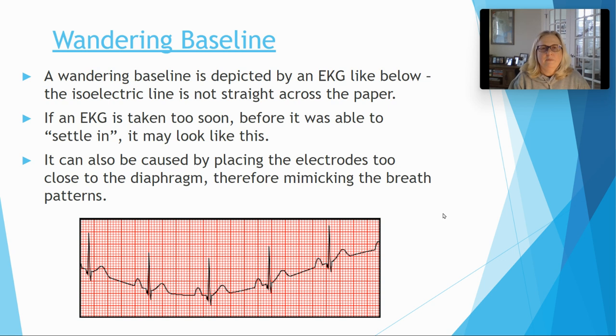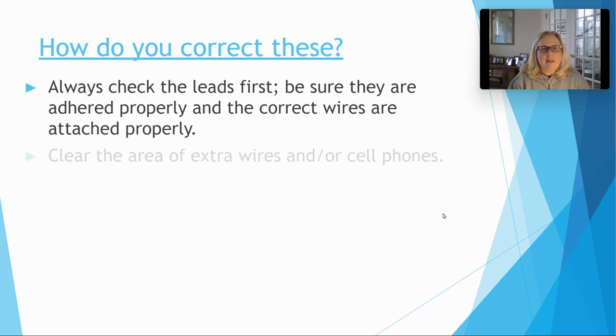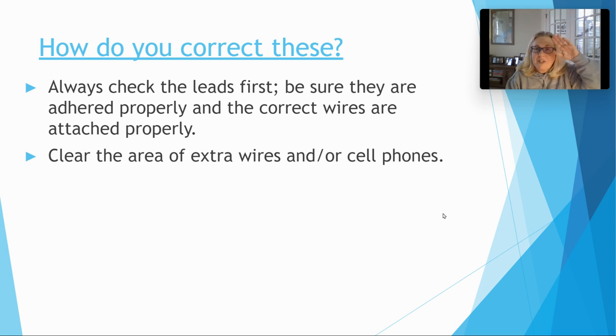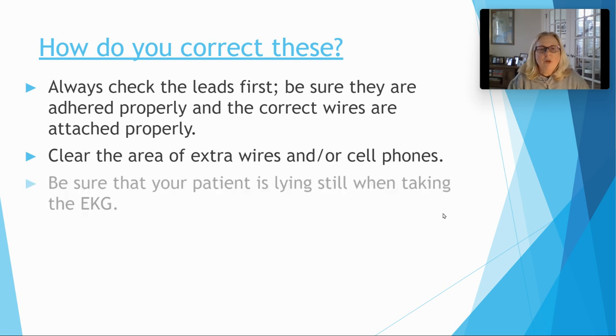Okay. All right, so how do we correct them? So first, you got to check the leads. Make sure they're in the right spot. Make sure the wires aren't all crossed. Make sure your sticker is laying flat. If you take the clip that's attached to the sticker and you kind of twist it a little bit, sometimes it will help it lay flat for you if you can't get the sticker to lay flat. Obviously, clear the area of any wires, extra wires, or cell phones.